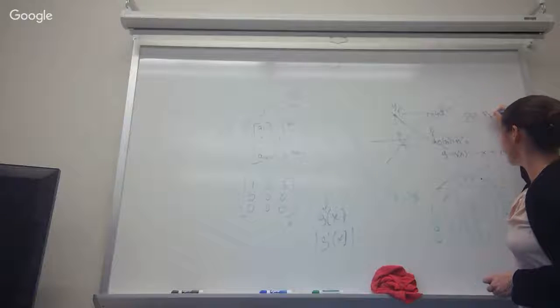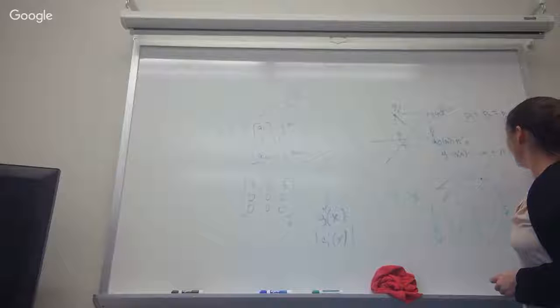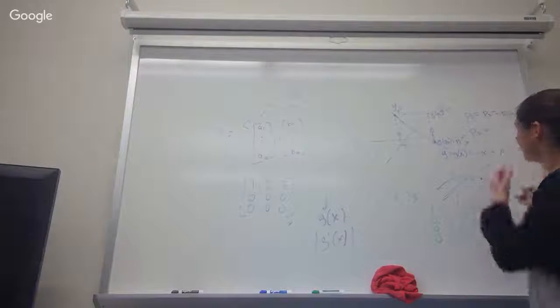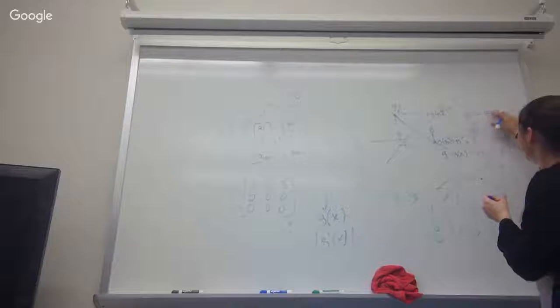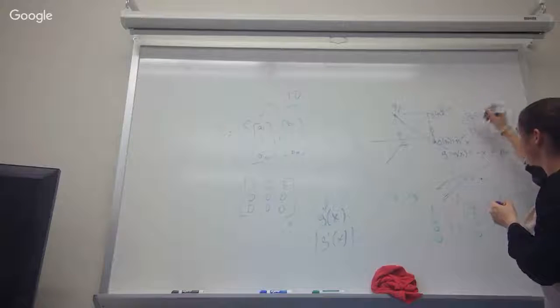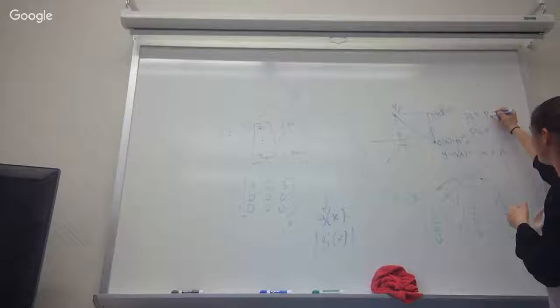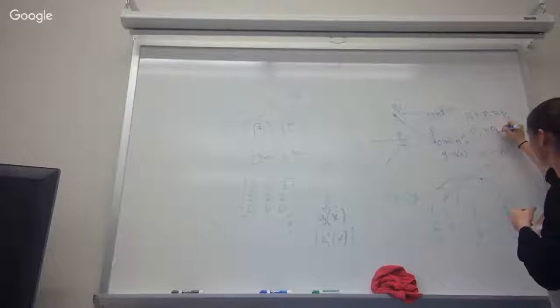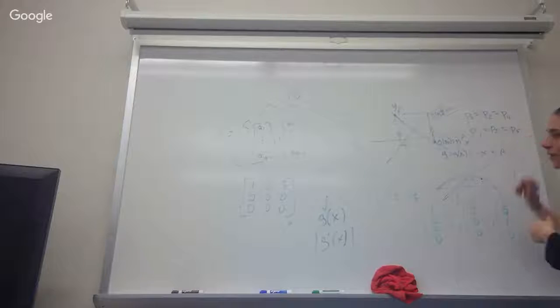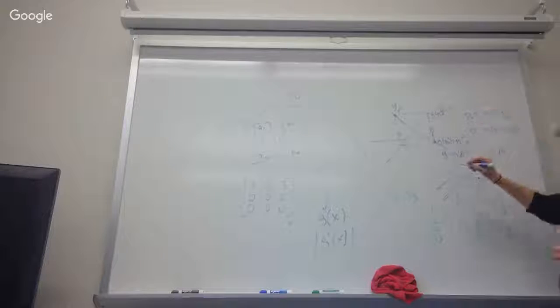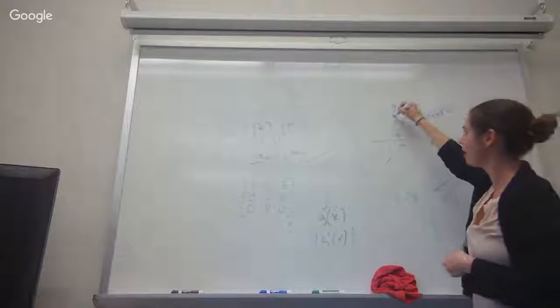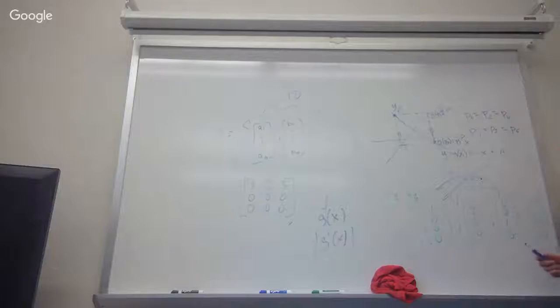P1 equals P3 equals P5, or sorry, P0 equals P2 equals P4, P1 equals P3 equals P5. So all my even iterations are at the starting point, and all my odd iterations are at the other point.